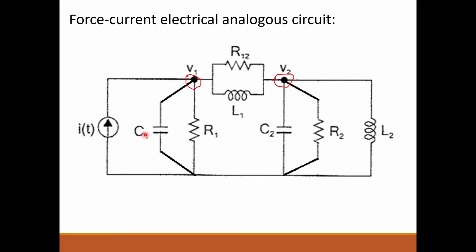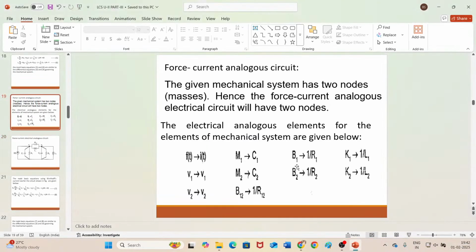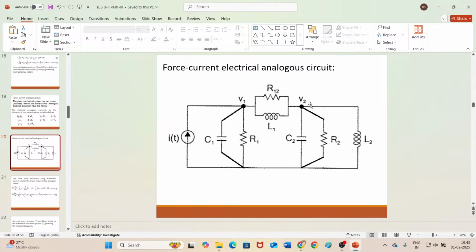So here, what is there? In the previous slide, B1 is 1 by R1, and in between two masses there were K1 and B12. Analogous of B12 is 1 by R12. Analogous of K1 is 1 by L1. So connect L1 and R12 parallel to each other in between V1 and V2. Did you understand?